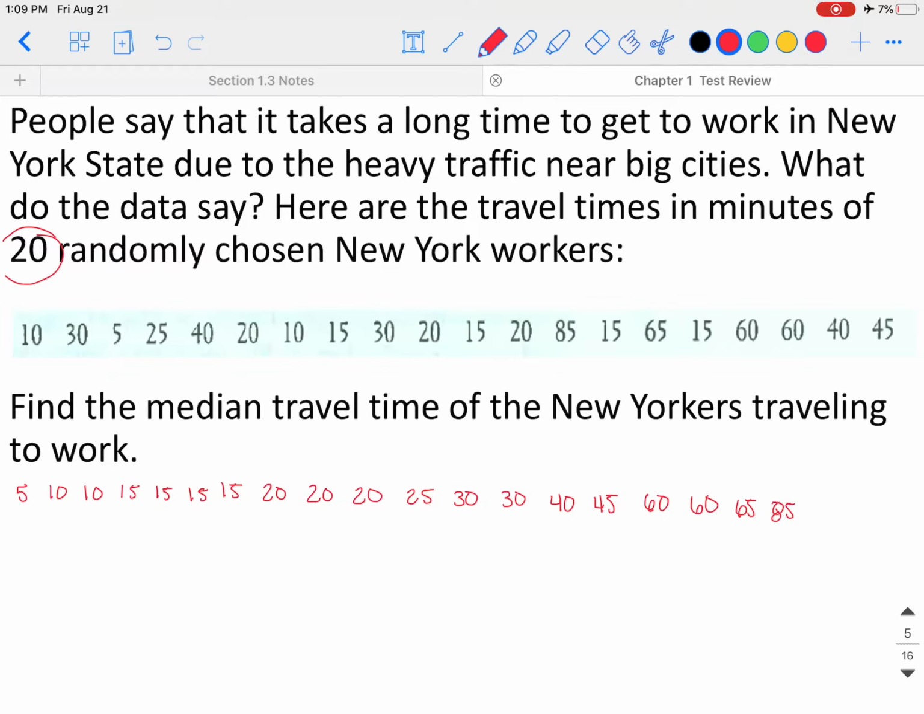Since we know that there are 20 people in the sample, the median will be located between the 10th and the 11th observation. So if we count over, we know that 20 is our 10th observation, 25 is our 11th observation. So we need to find the average of those two data values.